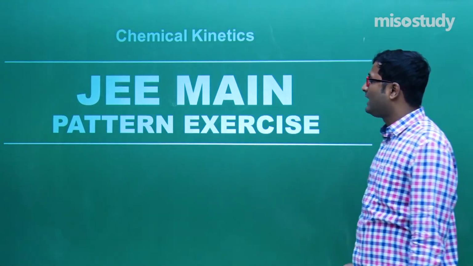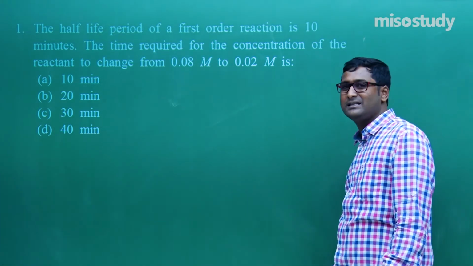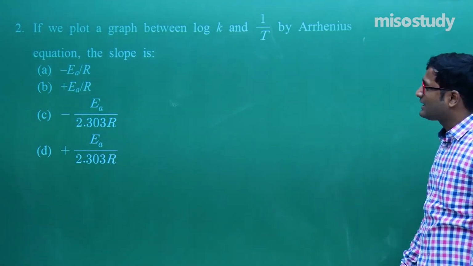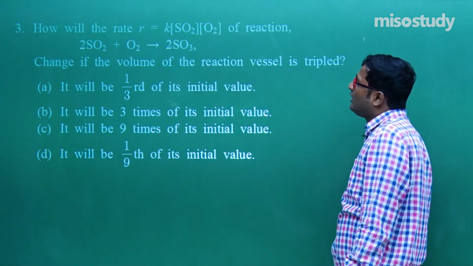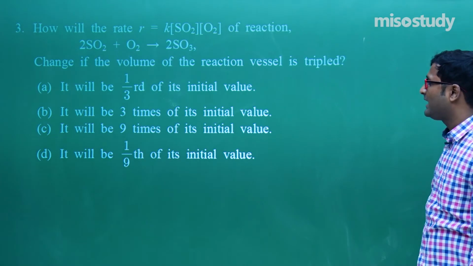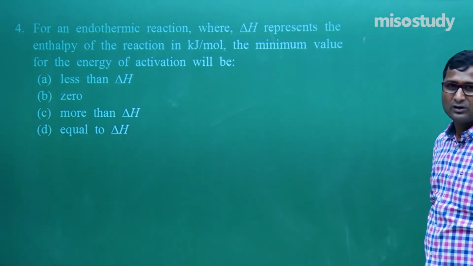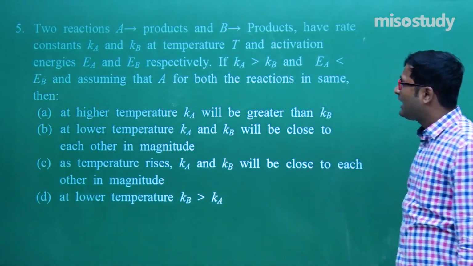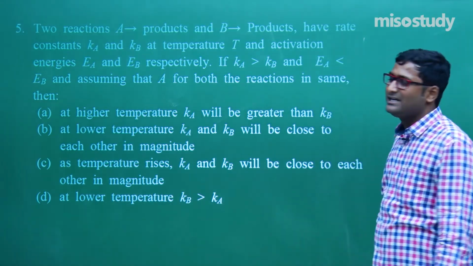Check it out. Now the first question, what will be the option? For the first question, B is the correct option, that is 20 minutes. For the second question, C is the correct option, minus EA upon 2.303. For question number 3, D is the correct option. It will be 1 by 9th of its initial value. For question number 4, C is the correct option, more than theoretical, more than delta H. For question number 5, this is slightly different. A and C is the correct option.